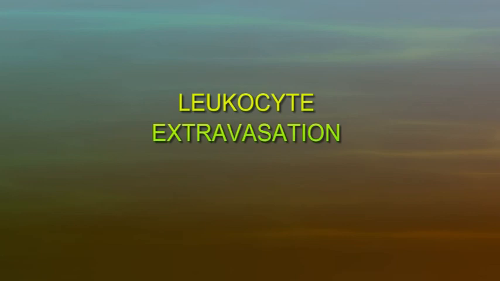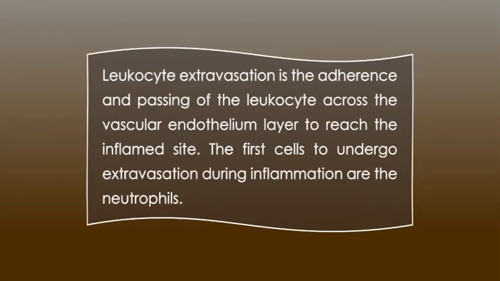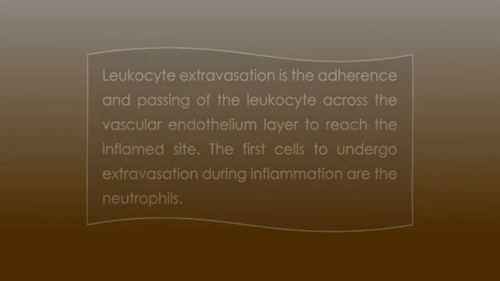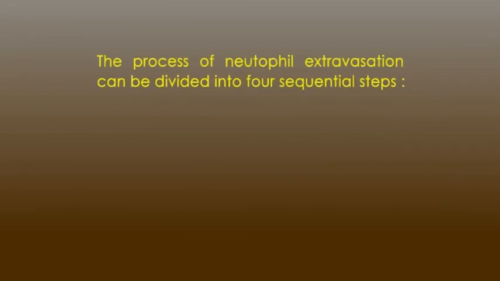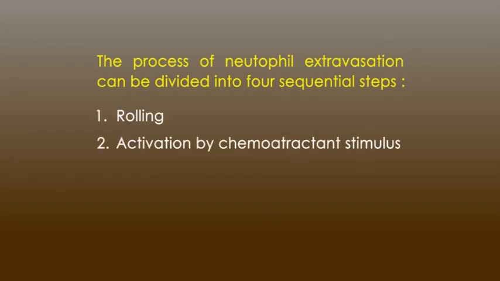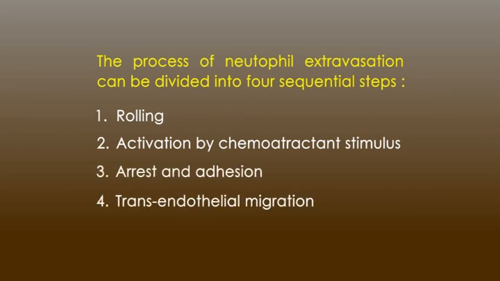Leukocyte extravasation. Leukocyte extravasation is the adherence and passing of the leukocyte across the vascular endothelium layer to reach the inflamed site. The first cells to undergo extravasation during inflammation are the neutrophils. The process of neutrophil extravasation can be divided into four sequential steps: rolling, activation by chemoattractant stimulus, arrest and adhesion, and transendothelial migration.